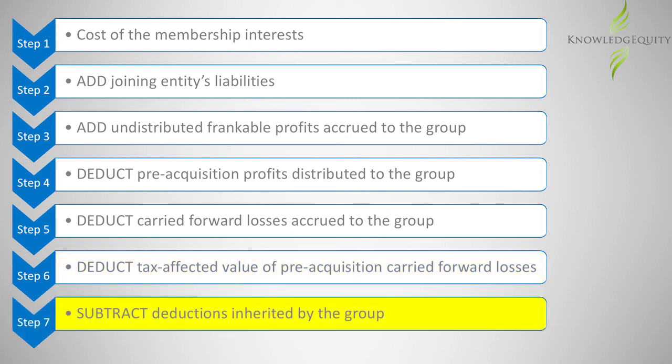Finally, we must also consider whether there are any inherited unclaimed deductions sitting in the subsidiary that the group will benefit from in the future. For example, borrowing costs, which are deductible over 5 years.